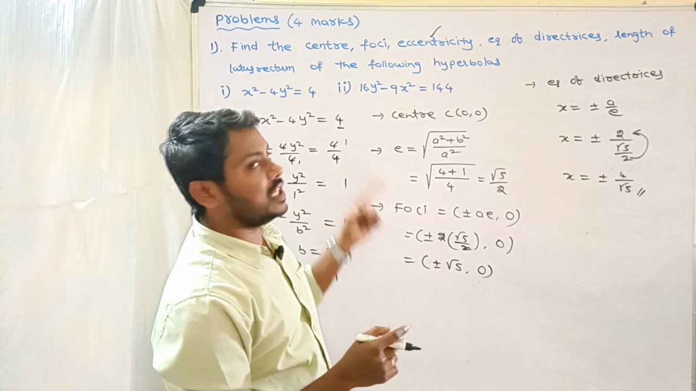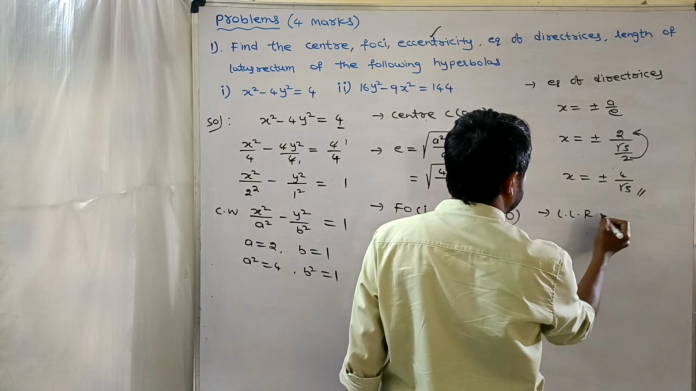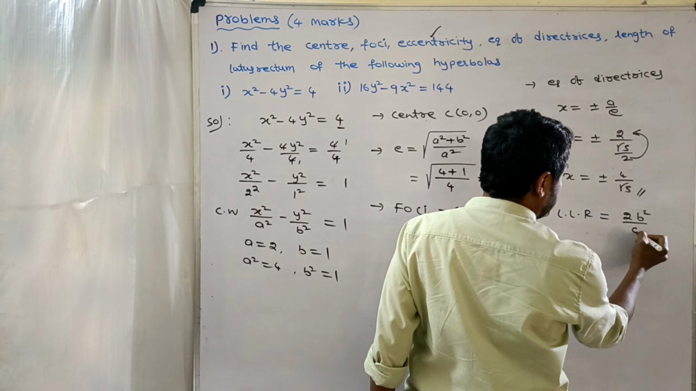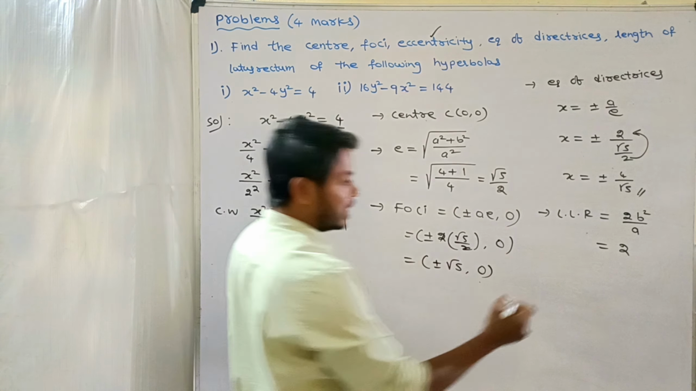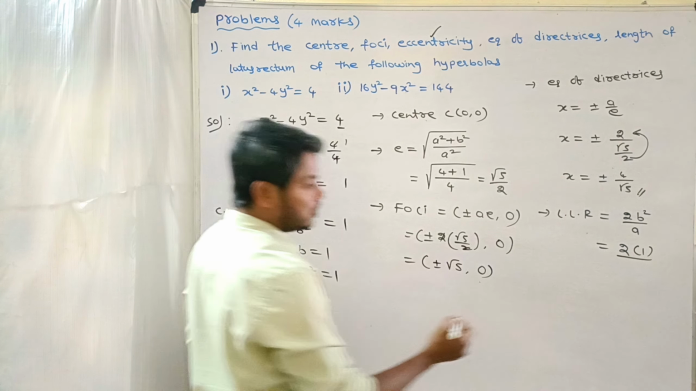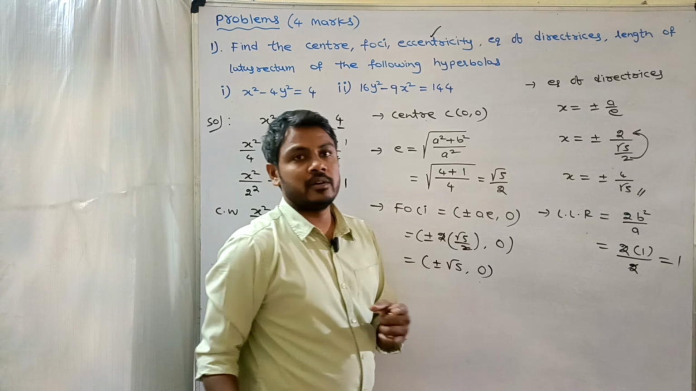Next one, length of the latus rectum. That means simply LLR, which is equal to 2b square by a, which is equal to 2 into, what is b square value? 1, divided by a value, again 2. So 2 gets cancelled, length of the latus rectum is 1.